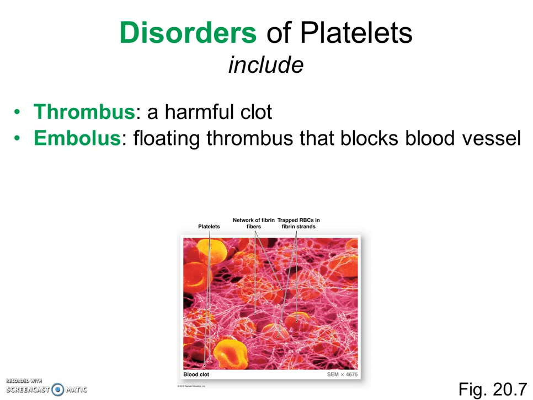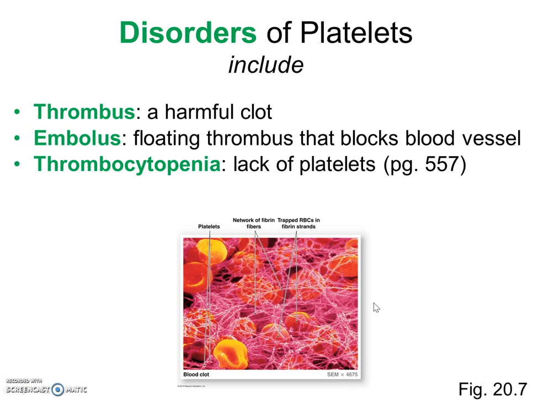An embolus is actually when that thrombus breaks off and starts floating through your blood vessels. And that's dangerous because then it could actually block the blood vessel. Another condition is the opposite. It's called thrombocytopenia. And that's when you actually have a lack of platelets. You don't have enough. And the problem here would be, of course, you wouldn't be able to form the clots and you would basically bleed easily.